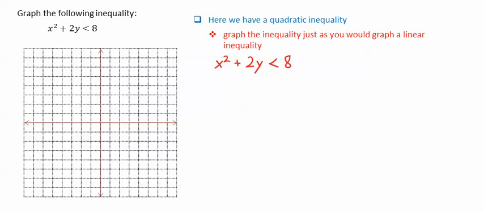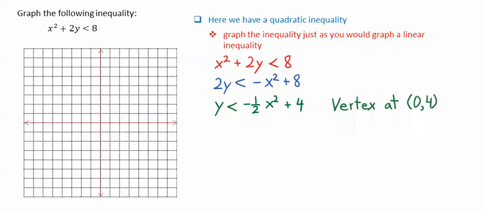x squared plus 2y less than 8. We want to isolate the y, so we'll subtract x squared from both sides, and then divide both sides by 2. We then get the inequality in vertex form. y is less than negative 1/2 x squared plus 4. We'll graph this as though it were an equation.